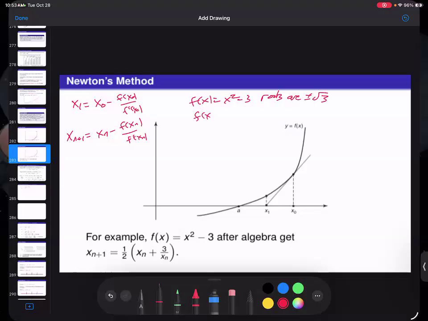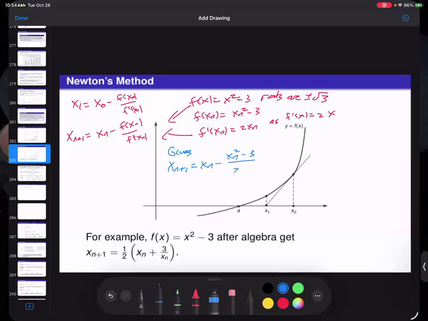So f of xn is going to be xn squared minus 3. F prime of xn is going to just be 2xn, as f prime of x is just 2x. So we can plug this in. And so, substituting these in, this gives xn plus 1 is xn minus xn squared minus 3 over 2xn. And after we do a little bit of algebra, we'll get to the equation down here. We'll get xn plus 1 is 1/2 times xn plus 3 over xn.